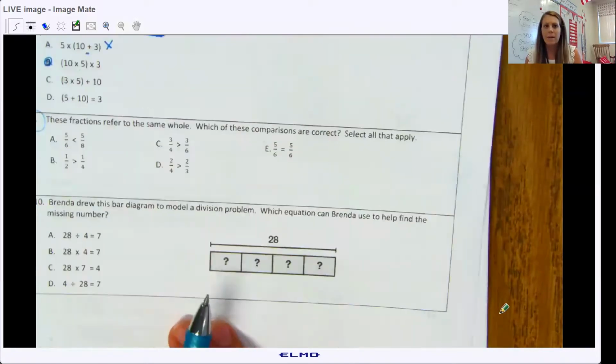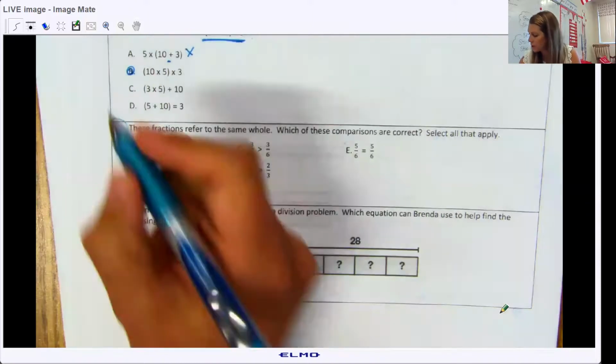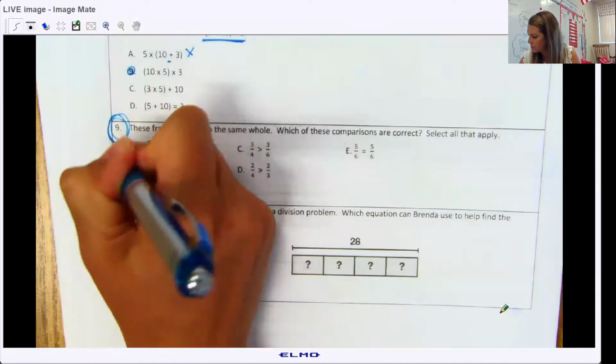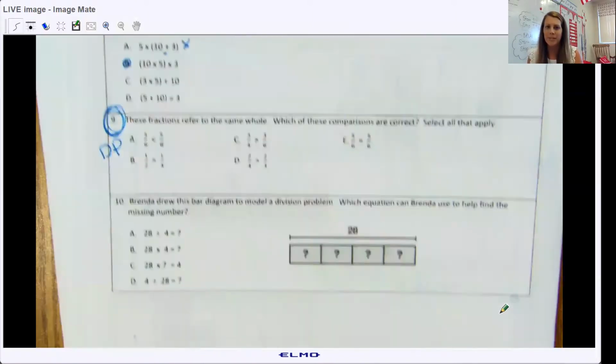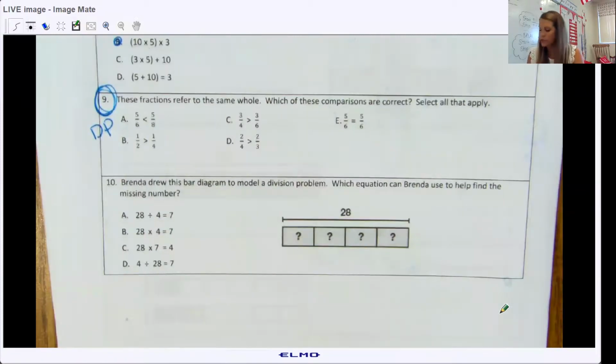All right, number 9, you are doing on your own for a discussion post. And number 10, let's do it. Brenda drew this bar diagram to model a division problem. Which equation can Brenda use to help find the missing number? Go ahead and pause it and solve.